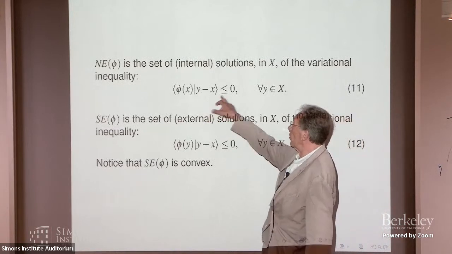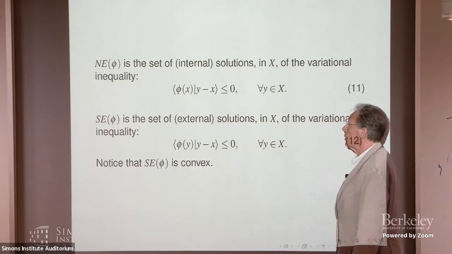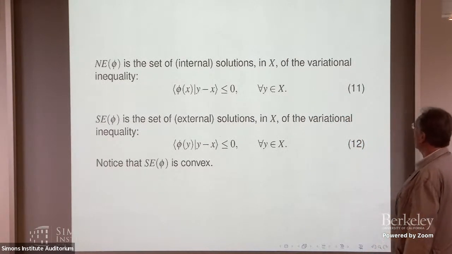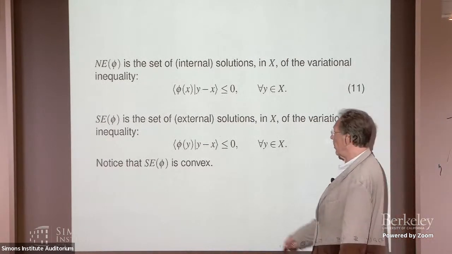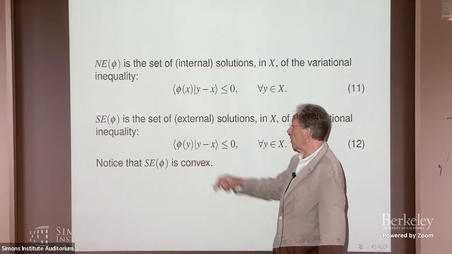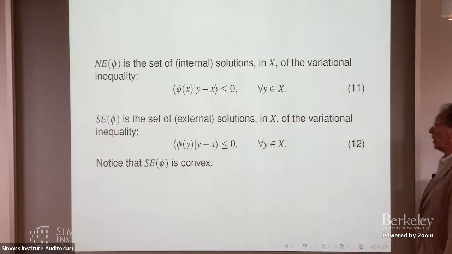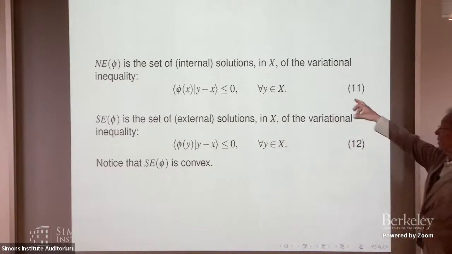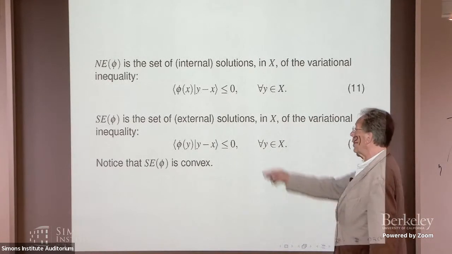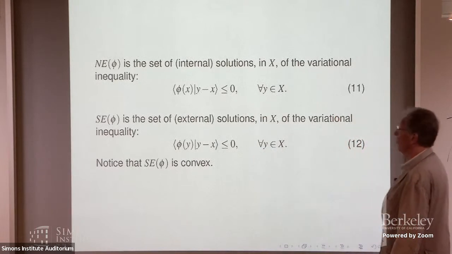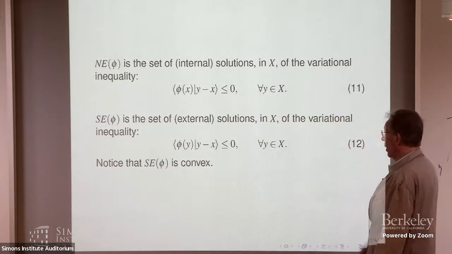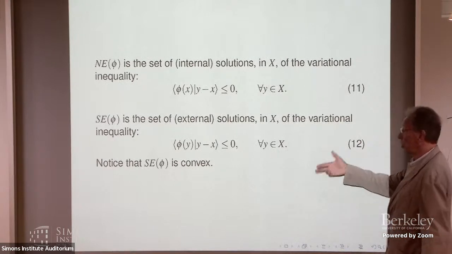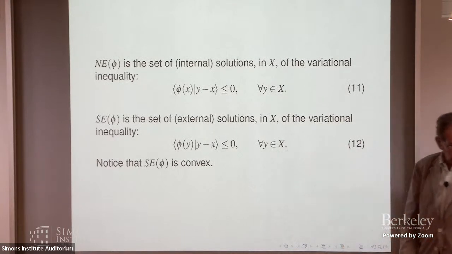So this is the one I start with, and I will call it Nash equilibria for phi. And then there is a dual inequality where you replace here x by y. So it's what I call a set of external solution. The existence here of solution, if phi is continuous, is a consequence of Blackwell's theorem. This may have no solution, but the set of solutions may be empty, but it's always convex.